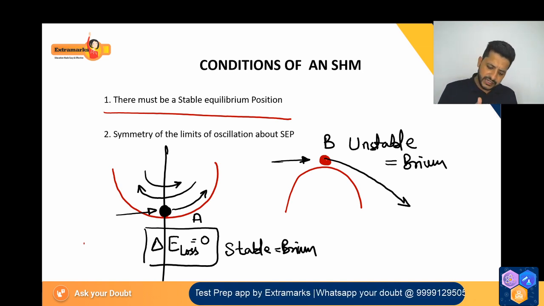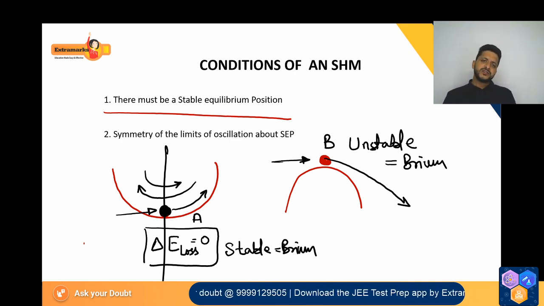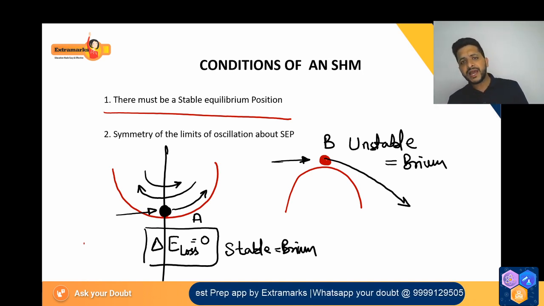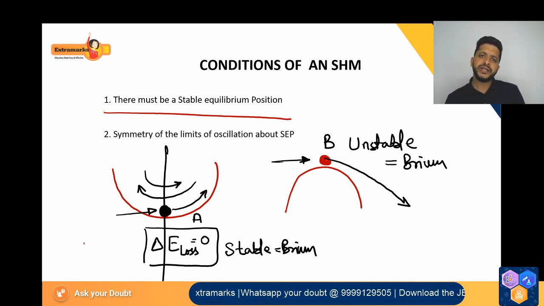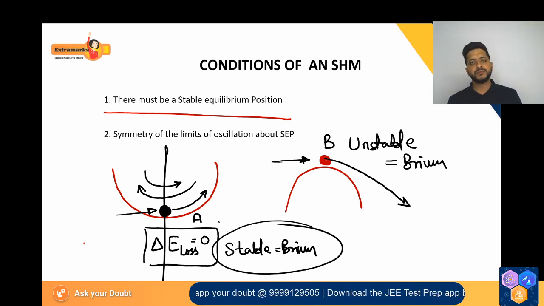So the same is the case here also. If oscillations happen in particle A, and if there are no energy losses, the oscillations will continue till time infinity. And if there are energy losses, these oscillations will die down eventually, and the particle will come back to point A. So oscillation or SHM, what we will study, only happens about a fixed point, and that point must be what, beta? Stable equilibrium point.